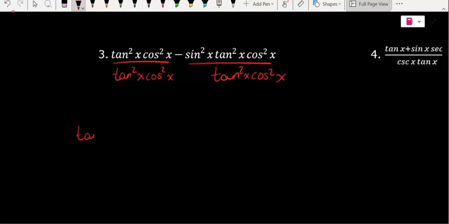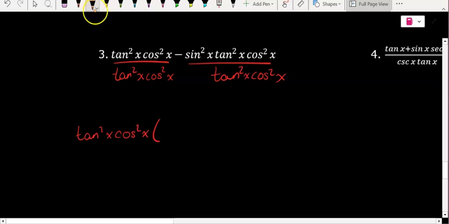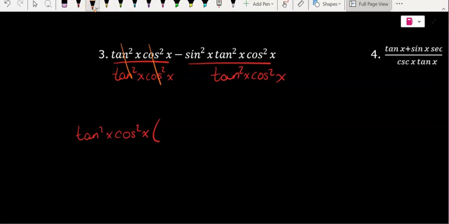So I'm going to write this tangent squared, cosine squared on the outside because I'm pulling out a GCF. And if I do that over here on the right, tangent squared, cosine squared divided by tangent squared, cosine squared, well, that completely cancels out, and I'm just left with 1. And then if I do it over here, tangent squared, cosine squared cancels out, and I'm just left with minus sine squared. Okay, so we're getting somewhere.